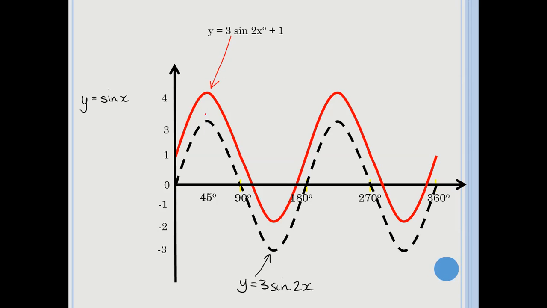Notice that we have added 1, added 1, added 1, and we've added 1. So everything has been shifted up the way by 1. Even the origin of the graph, where it started, has been shifted up by 1.